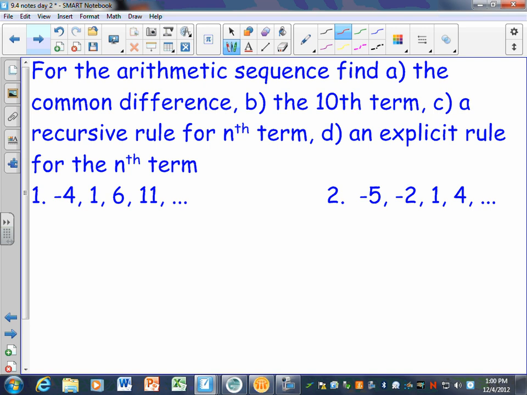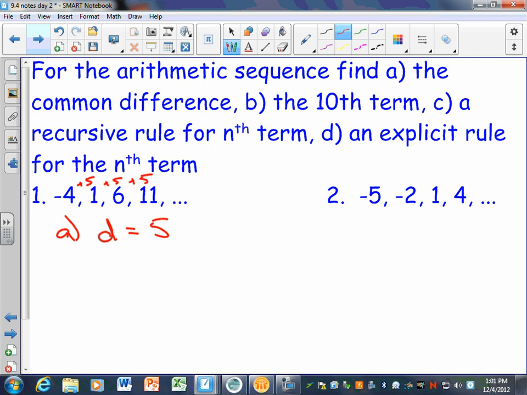So looking at number 1, could you tell me what the common difference is? What am I doing to get from one number to the next? Adding 5. Right, everyone with me on that? So part A, the common difference is 5. What would my common difference be if I was subtracting 5? How would I write that? Negative 5. So if you're subtracting, then you have to put a negative. But if you're adding, then you keep it as positive.